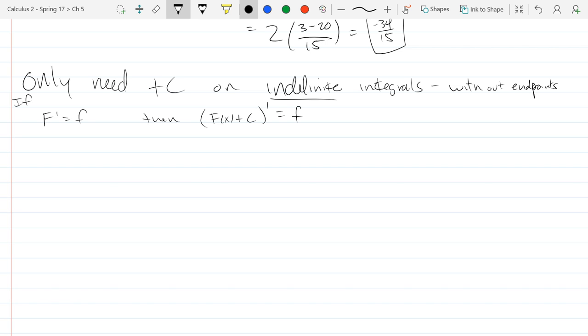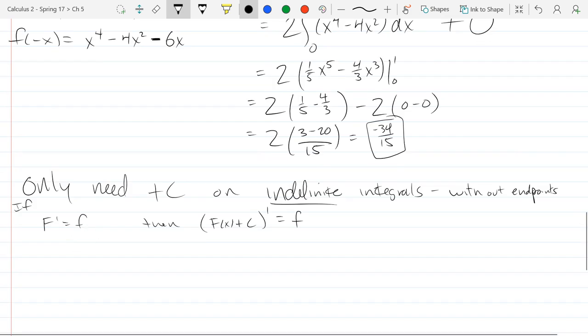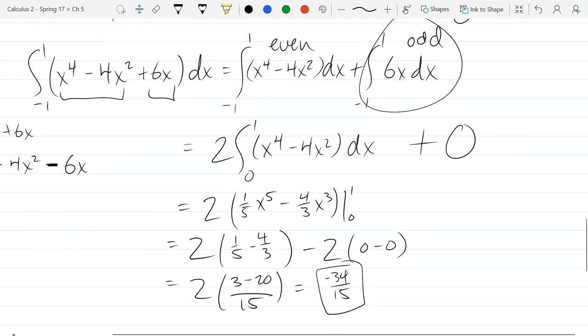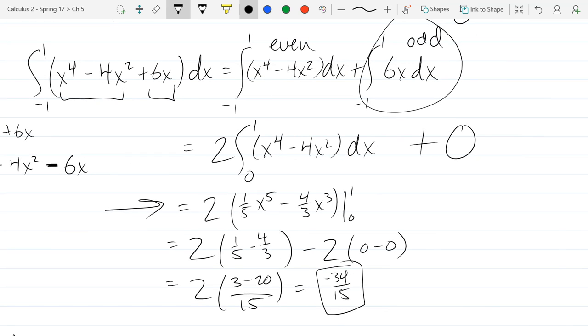comes from when we compute. We computed antiderivatives up here somewhere, this step right here, where our first antiderivative appears when we actually did calculus for the first time. I could have written this as 2 times 1/5 x to the 5th minus 4/3 x cubed. And I'm going to do something a little bit silly and write plus c, plus a constant.